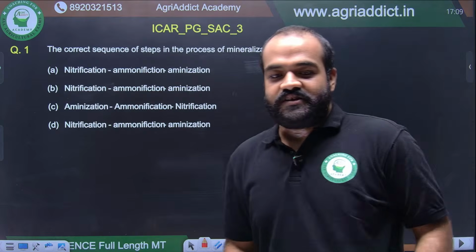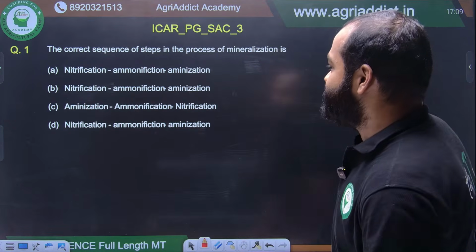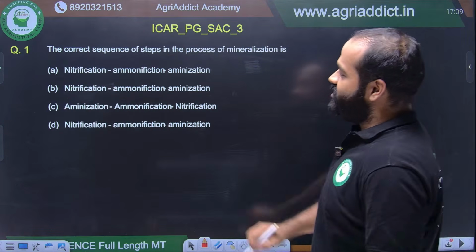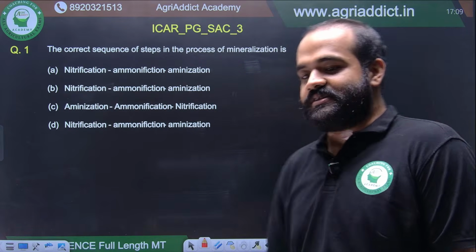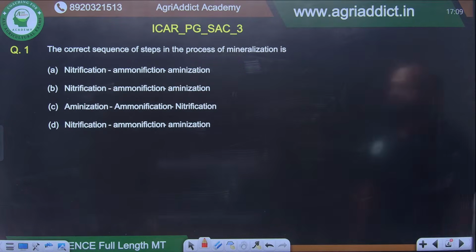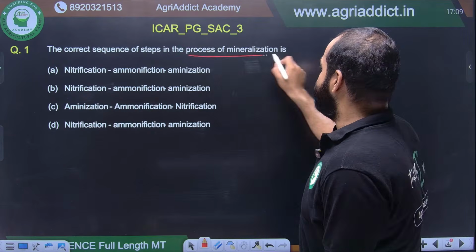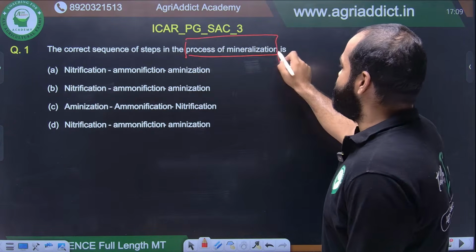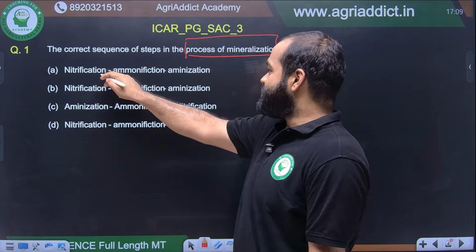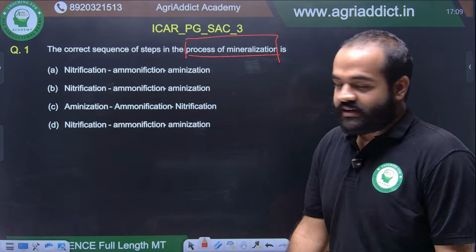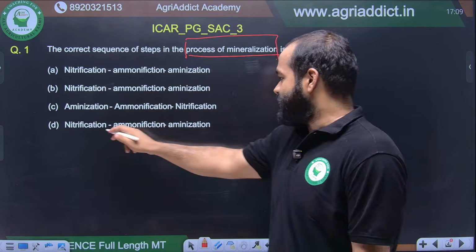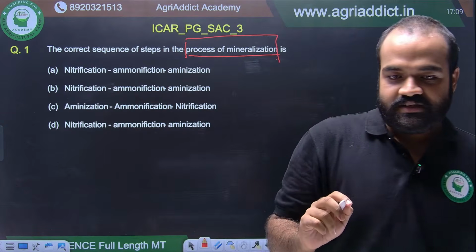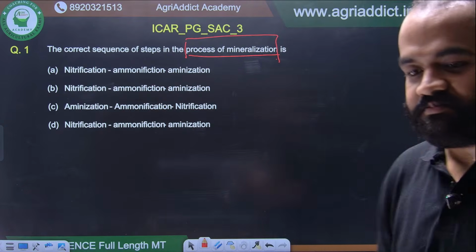So this is the first question of today, and it is a very easy question. It is one of my most favorite questions from one of my most favorite topics, that is nitrogen. The correct sequence of steps in the process of mineralization is: nitrification, ammonification, aminization; aminization, ammonification, nitrification; and so on. Can you tell me the correct answer?